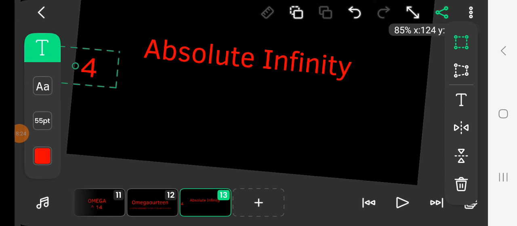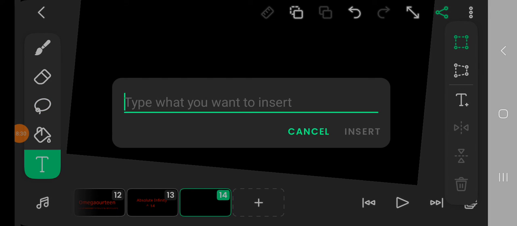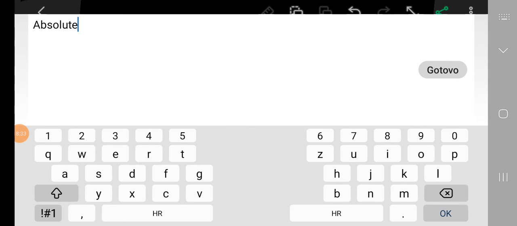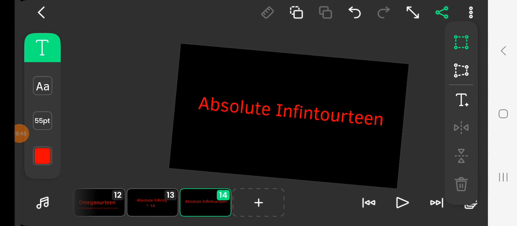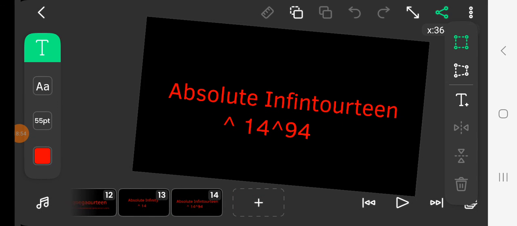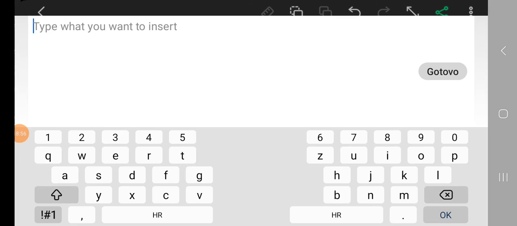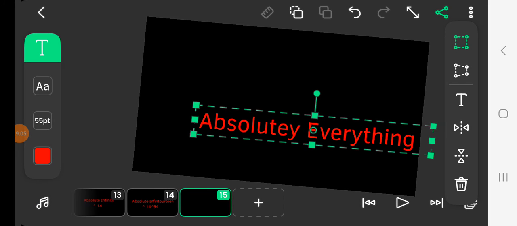That should give us absolute infinity. That should give us this absolute infinity. Yes, that's how big this thing is. And this number to the power of 14 to the power of 94 should give us absolutely everything. That should give us absolutely everything.